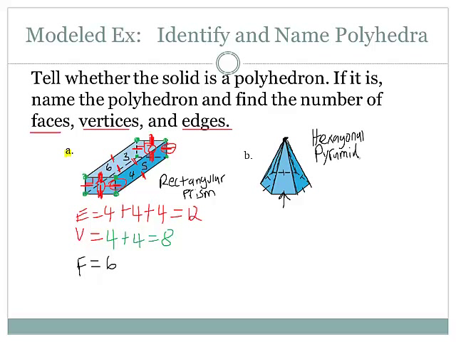If you had a square, it'd be called a square pyramid. If you had a triangle, it would be a triangular pyramid. If you had a pentagon, it would be a pentagonal pyramid, and so on and so forth. So pause the video now and see if you can figure out the number of faces, vertices, and edges.